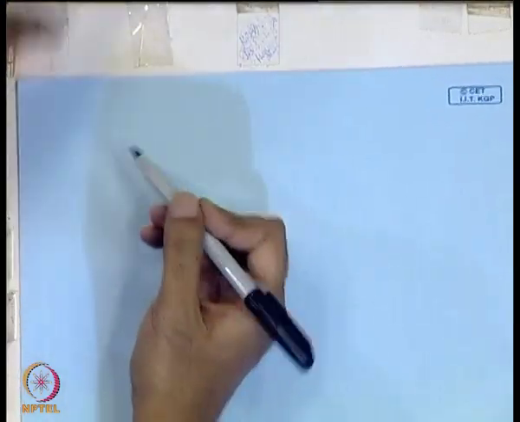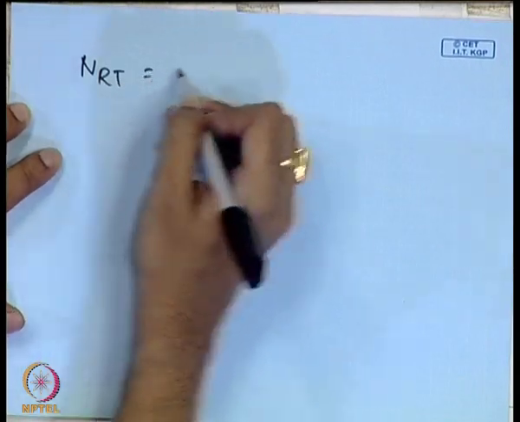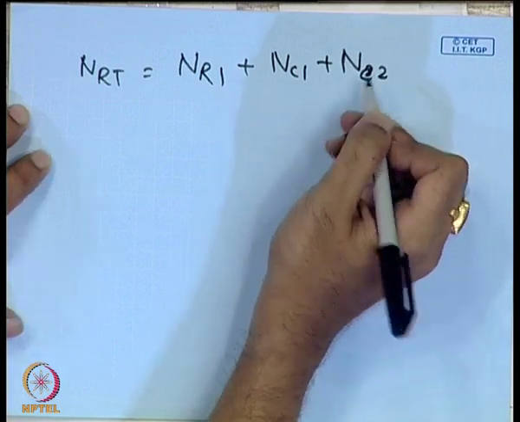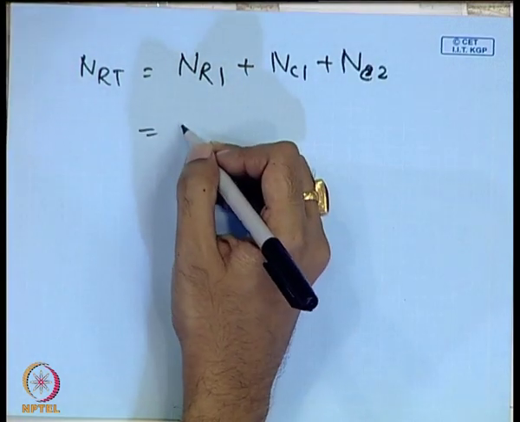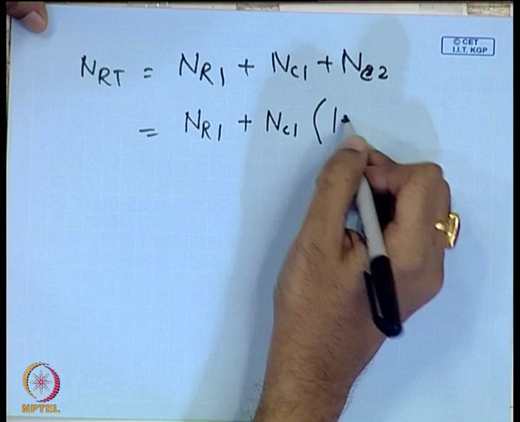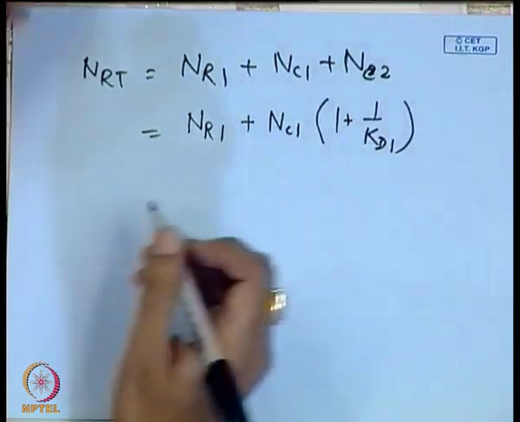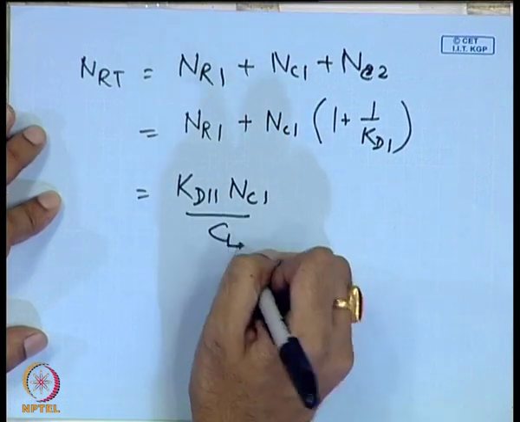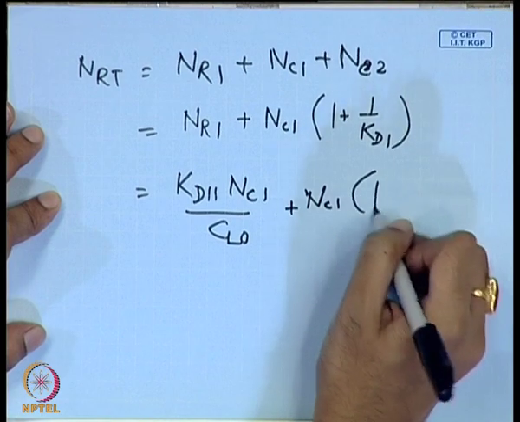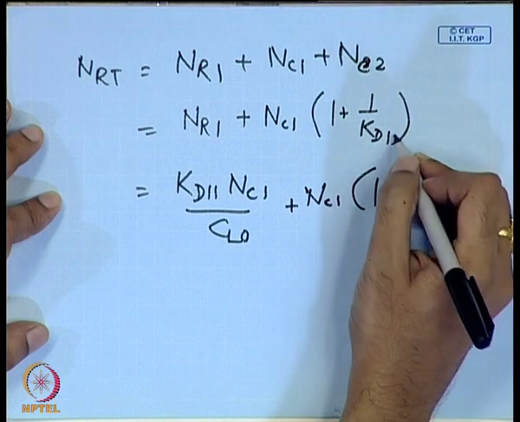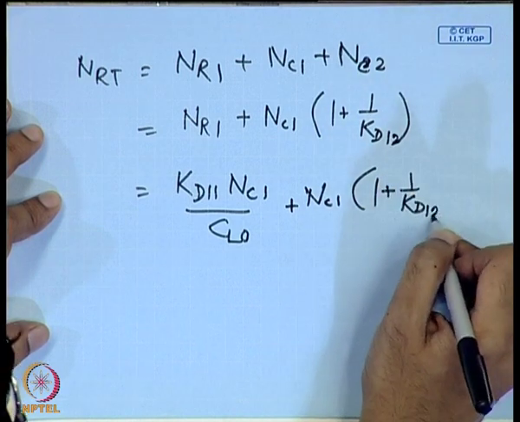Now, what was my constraint equation? My constraint equation was that NRT simply equals NR1 plus NC1 plus NC2, or I had written this as NR1 plus NC1 times 1 over KD1. Now, NR1 I can write from the previous equation as NC1 over CL0 plus NC1 over 1 over KD12, sorry, this is KD12.